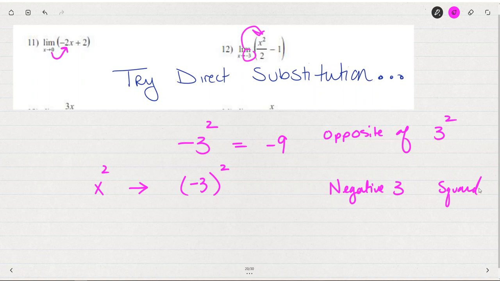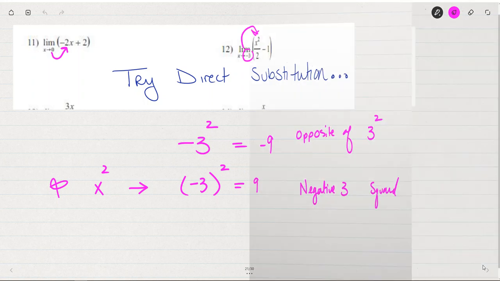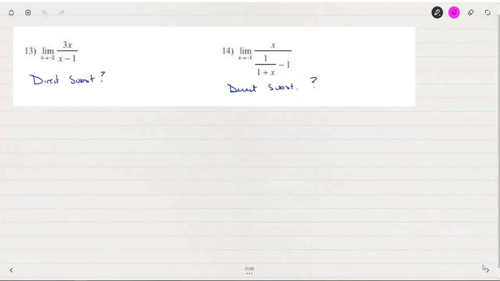Is squared. So be careful about that. Our case is an opposite of 3, a -3 being squared. So -3 times -3 is +9. So make sure you're applying the exponent correctly.